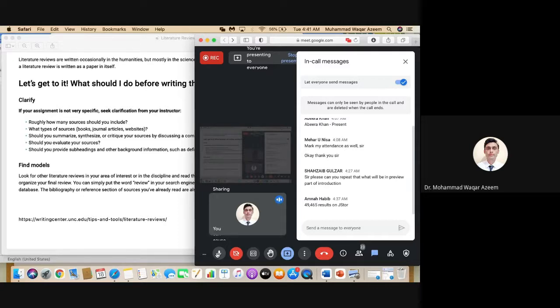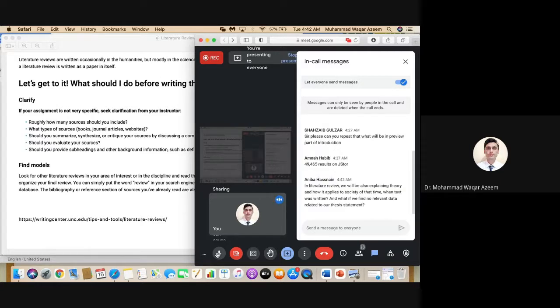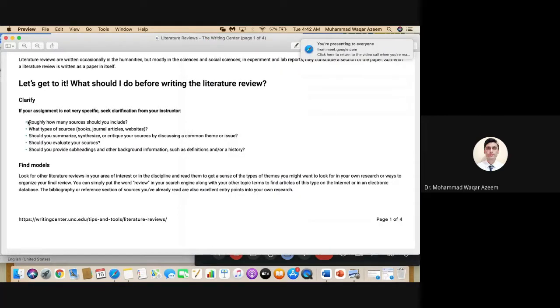Now, as far as the number of resources are concerned, for the paper that you are writing, I'm asking you to have at least 5 resources in your literature review. So please take down this requirement. You must include at least 5 resources in your literature review. So for the specificity, if you look at this part of it, 5 resources. Types, it could be books or journal articles. And we will discuss the summarize and synthesis part just in a few minutes.